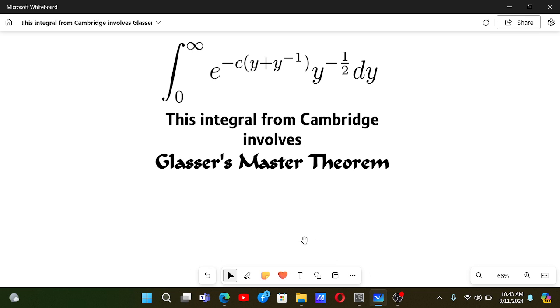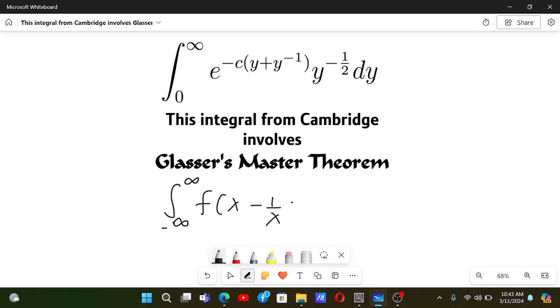This integral from Cambridge involves Glasser's master theorem. So basically a special case of this theorem states that if we have an integral from minus infinity to infinity of f of (x minus 1 by x) dx, this is actually equal to the integral from minus infinity to infinity of f of x dx.